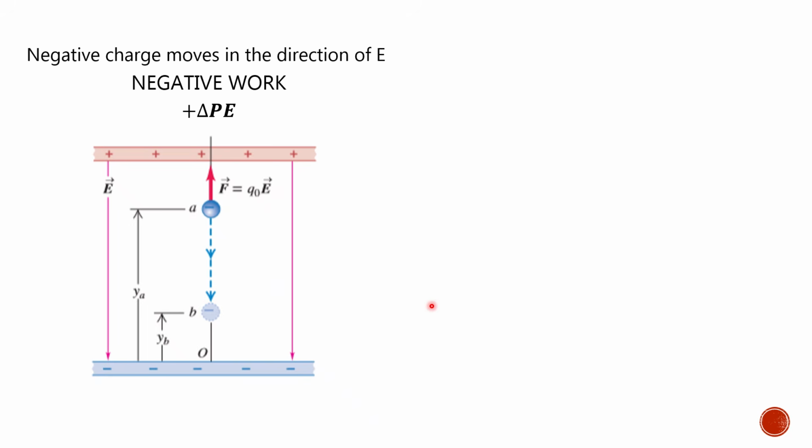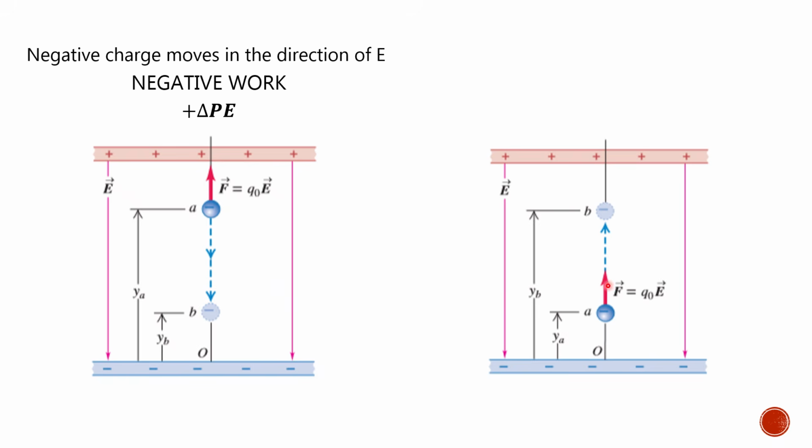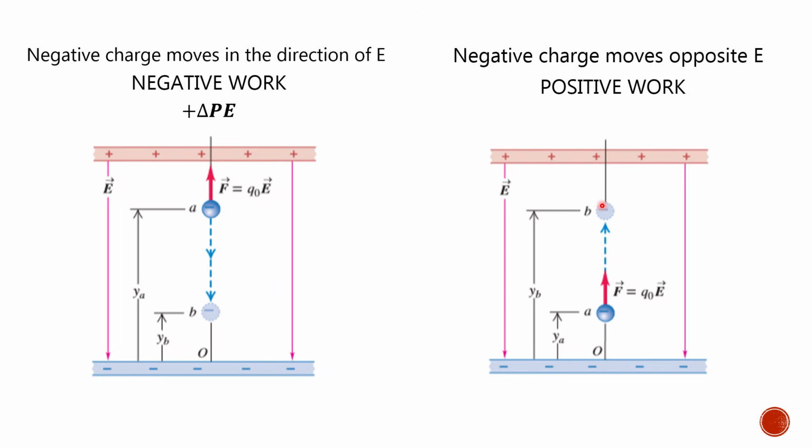If the direction is opposite, if it goes from high potential energy to low potential energy, it is moving opposite the direction of the electric field. So positive work is done on the charge and the change in potential energy is negative.